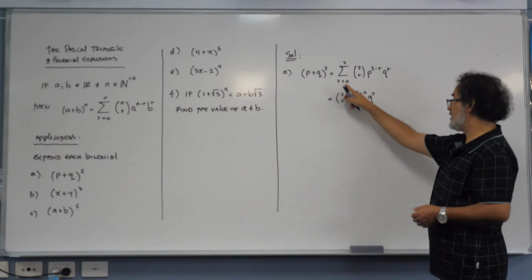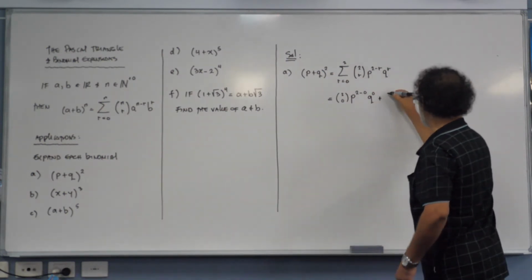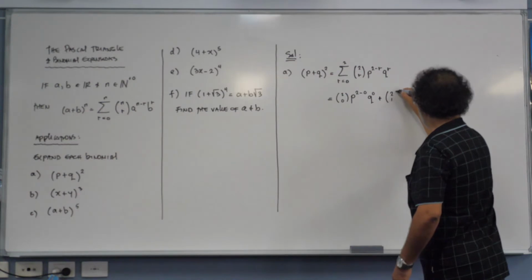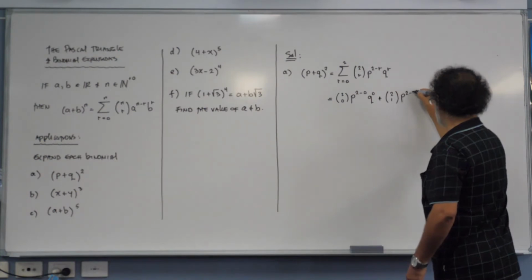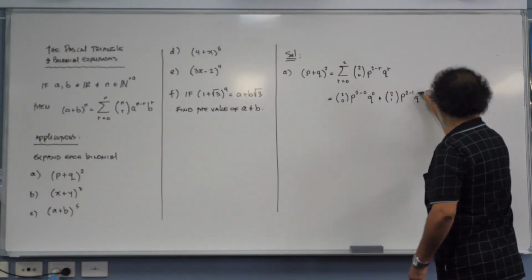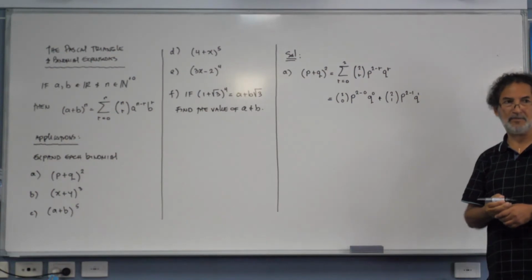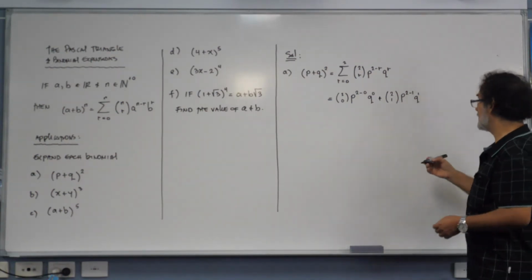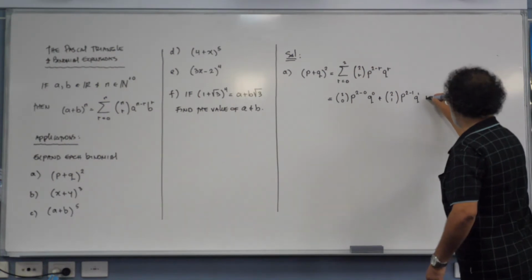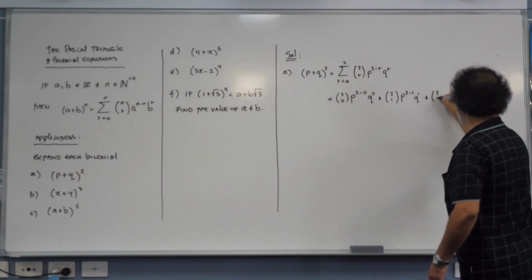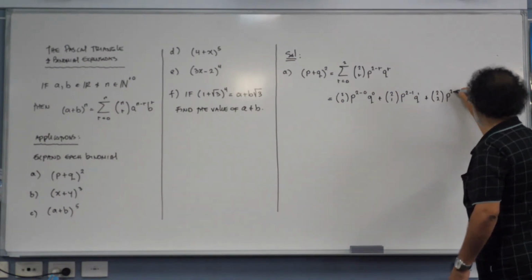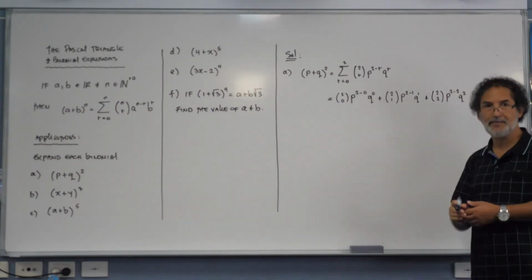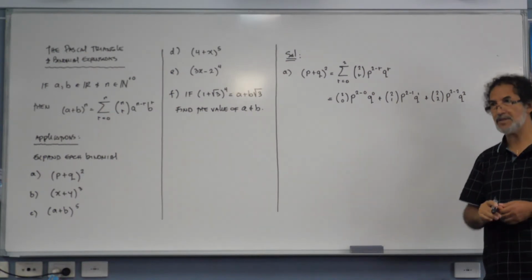Okay, so we start from 0. Now we're going to 1. So we're going to say plus 2, 1, and then P to the power of 2 minus 1, and then Q to the power of 1. All right? Substitution again. And then we have 2, 2, and then we're going to have P to the power of 2 minus 2, and then we're going to finish with Q squared. All right? So that was substitution.